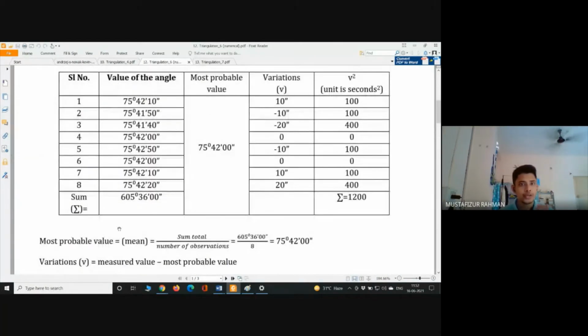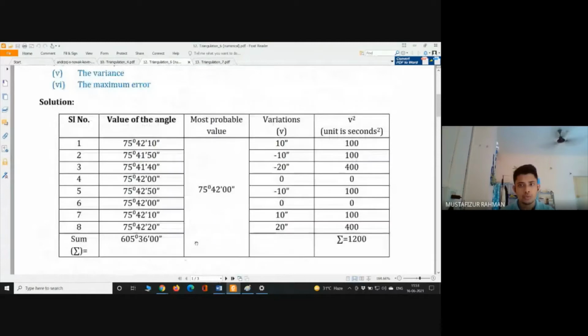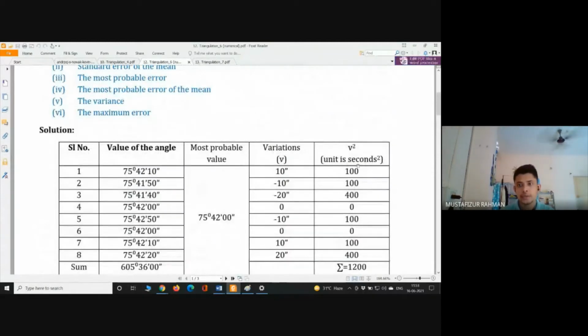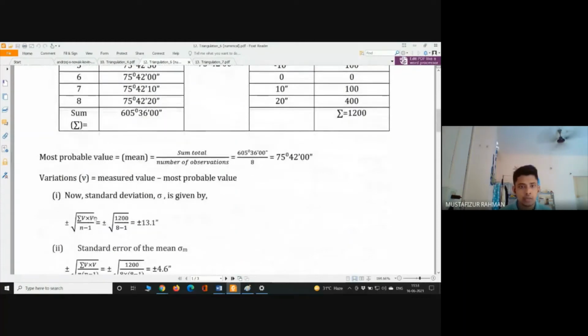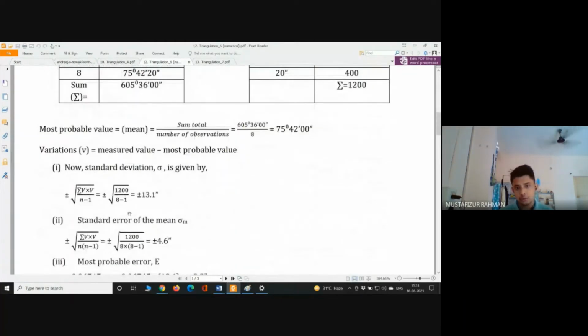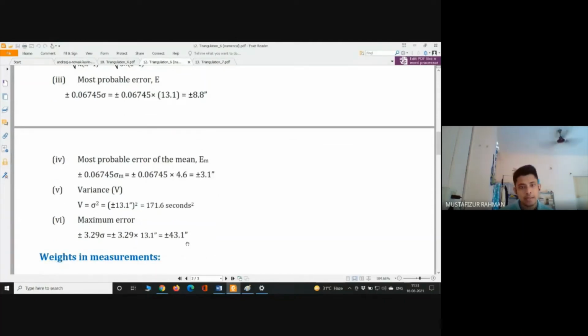So very easy. We were given 8 values. We found the sum, we found the mean, and then we found the variations. What is variation? Measured value minus most probable value, always. Then we do the square of the variation. Why? Because it is required in the formula to find the standard deviation. Then these formulas we have to remember: standard deviation, standard error of the mean, most probable error important, standard deviation important, and then maximum error important. So these formulas we have to remember.